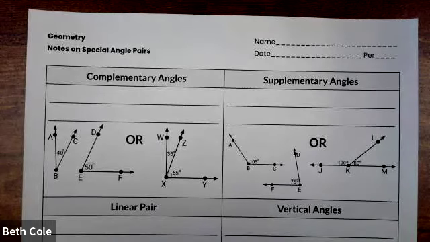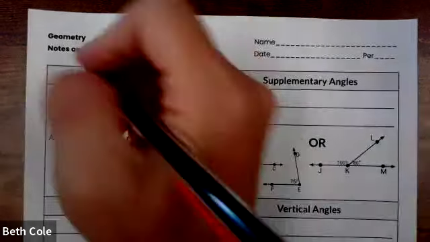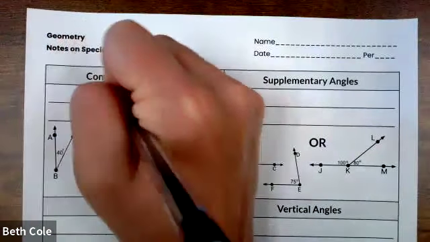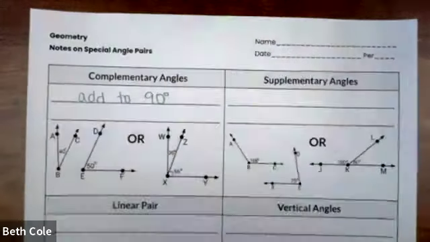All right, so more vocabulary. There is a lot of vocabulary and symbols in geometry. The problems aren't actually all that hard, but you have to remember what all the words mean. The first one we're going to look at is complementary. It means that they add to 90 degrees.